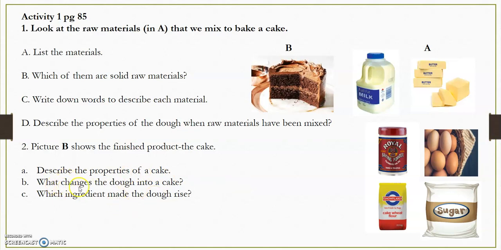And then, what changes the dough into a cake, okay? So that's the question. What is it that changes that dough into a cake? What do you do in order for the dough to be later called a cake? What is it that changes from this sticky dough to the cake? All right. And then C, which ingredient made the dough rise? Remember, the ingredients are those things that you put into the cake. So which one here made the dough rise?